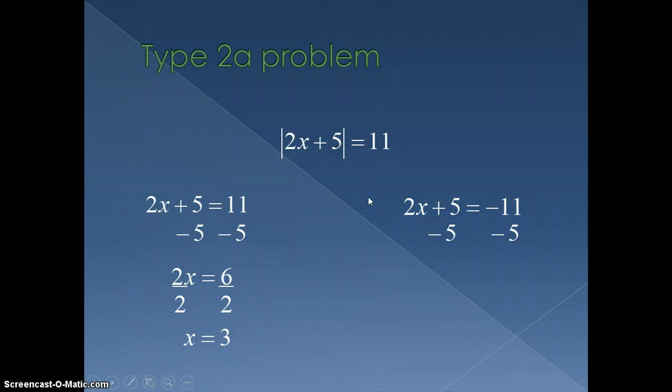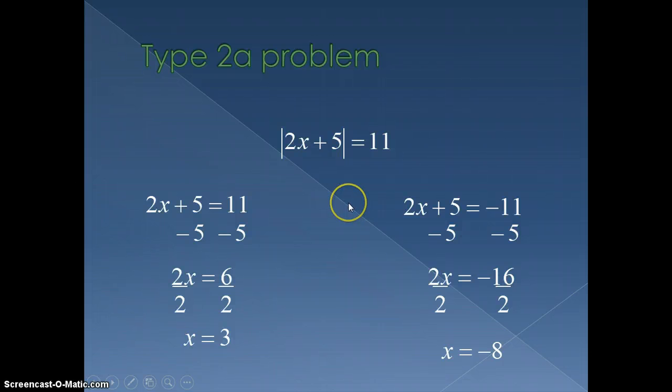I'm going to subtract 5 from both sides. And I'm going to get 2x equals negative 16. I'm going to divide both sides by 2. And I'm going to get x equals negative 8. If I plug negative 8 into this equation, I get negative 16 plus 5, which is negative 11. But the absolute value of negative 11 is 11. Remember, it's only its distance away from 0.